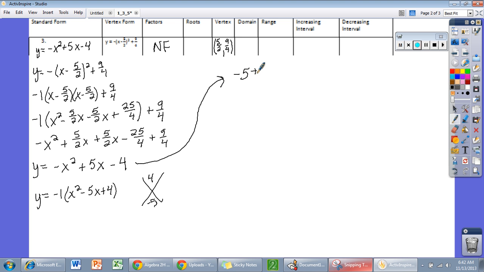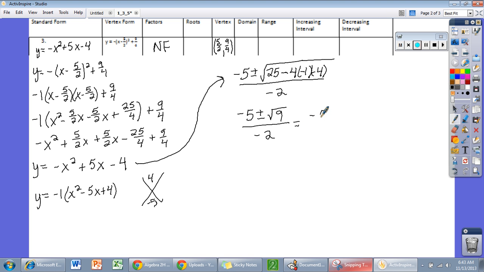So the opposite of b plus or minus the square root of b squared minus 4 times a times c, all over 2a. So that's going to be negative 2. So this is going to be negative 4 times a negative 1 is a positive 4. Positive 4 times a negative 4 is going to be a negative 16. So it's 25 minus 16, which is going to be a positive 9. So we have negative 5 plus or minus the square root of 9 all over negative 2. Negative 5 plus or minus 3 all over negative 2.